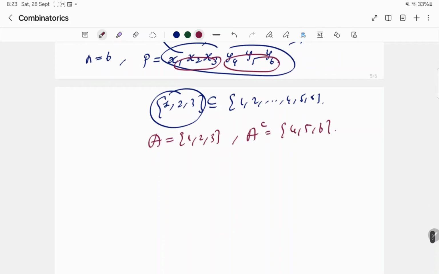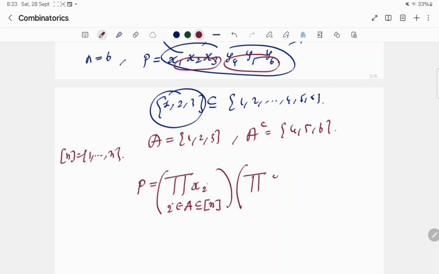So if you choose an index set for the x variables, then the completely opposite indices will be on the other side. So basically, my assertion is that the product is of the form the product of xi where i belongs to A, which is a subset of [n]. Maybe you can say [n] is nothing but 1 to n. And this is multiplied by the product of yi where i belongs to the complement of A, which is also a subset of that.